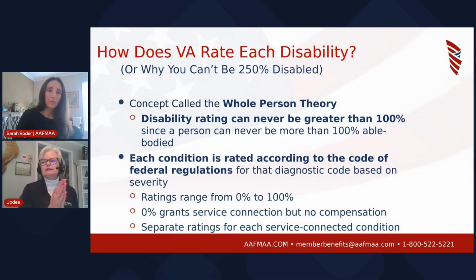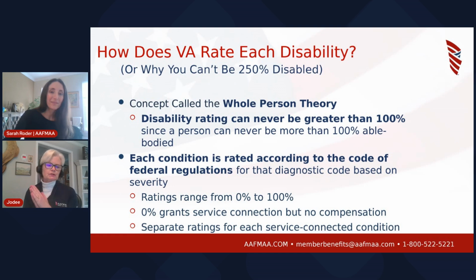So the whole idea is that if you have no disability at all, then you're a 100% whole person. If you, for example, have a 30% disability, that would mean you're 30% disabled, but you're 70% whole. So each subsequent rating is a reduction of the whole person that is remaining. So that's why a combined rating can never be more than 100%.